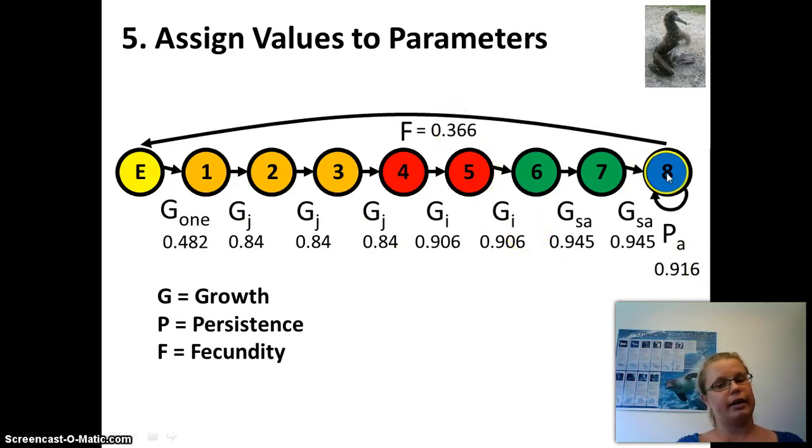And again, only stage 8 and up reproduces. And once you get older than 8, your survival goes down a little bit. In this case, these are all survival because it's based on age. So there's no possibility of staying in the same stage. If you survive, you go to the next stage, except here, where you stay in the same stage.